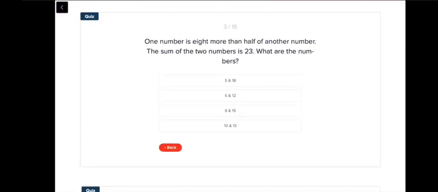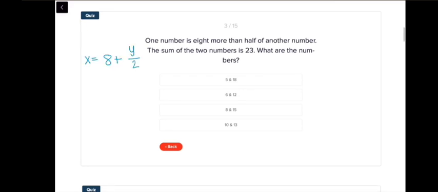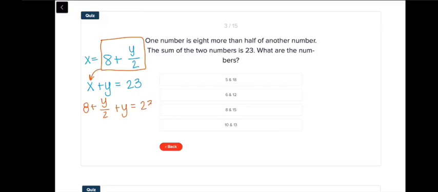In this next problem, we have one number is 8 more than half of another number. So one number, let's say x, is 8 more than half another number, meaning whatever the other number was divided by 2. Now the sum of these two numbers, so the sum of x and y, has to be 23. Here we can use substitution, meaning that we're going to take this equation and substitute it in here. So our equation would now become 8 plus y divided by 2 plus y equals 23.